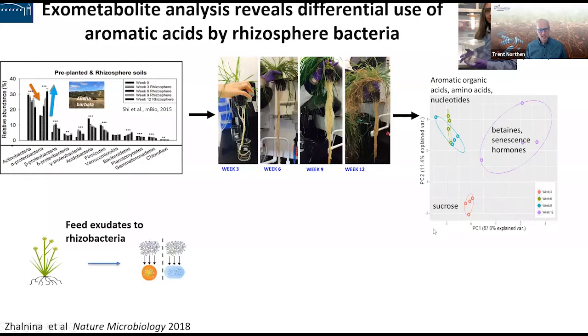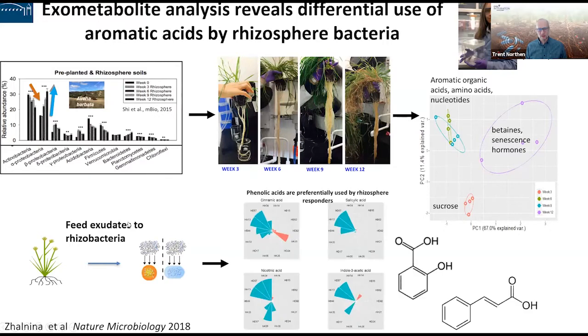So then what Kate did is she took collections of these isolates and fed them the exudates and used exometabolite profiling to identify if some of these metabolites that we detected being produced by the Avena barbata could explain the enrichment of the alpha proteobacteria.